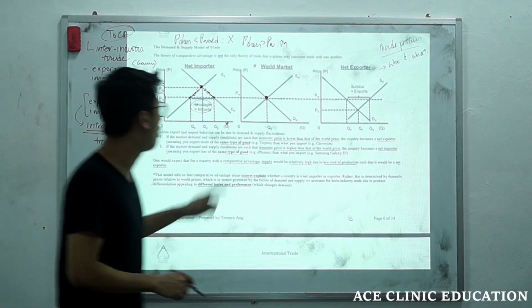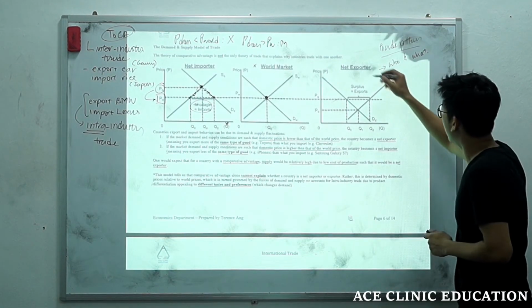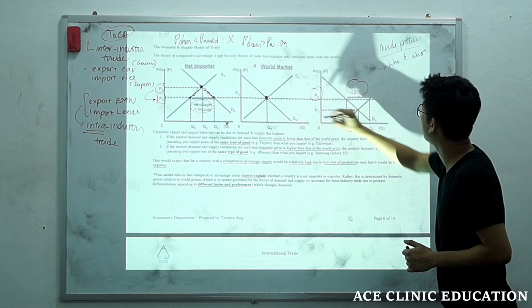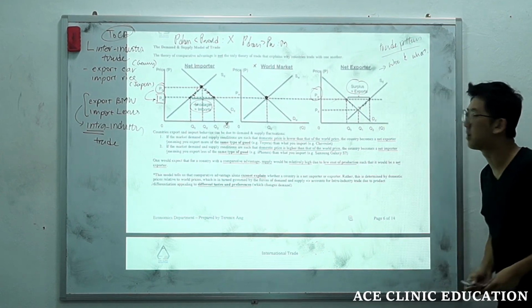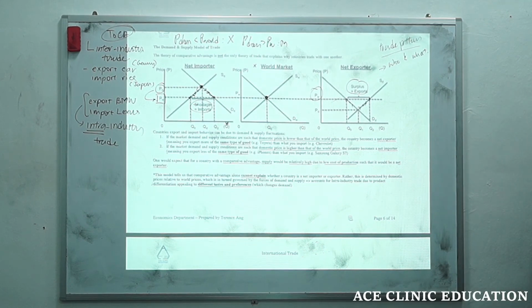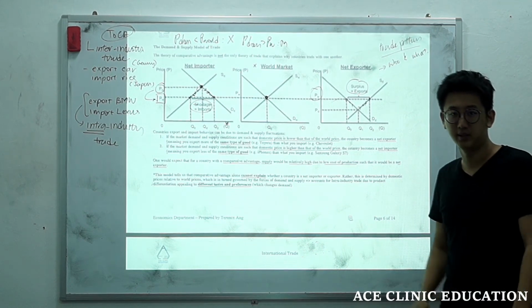Make sense? Then over here, an exporter would have a surplus, right? At the world price, more people want to sell than people want to buy. So you have a surplus, so you export the surplus.